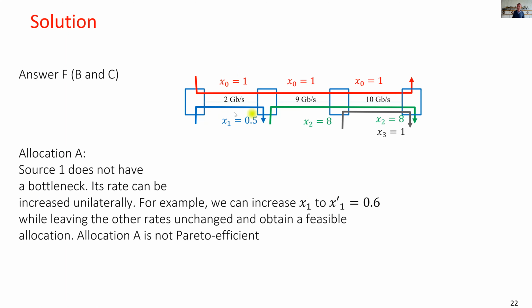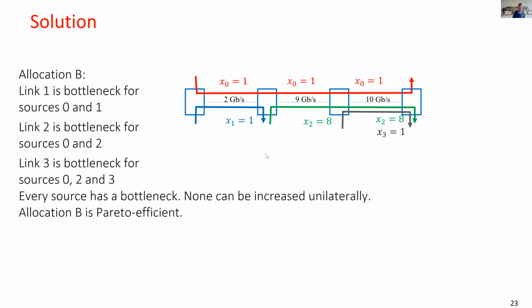In fact, I could increase the rate of the blue to 1 or to any value between 0.5 and 1. That would not change anything to the others. So this is not Pareto efficient because I can increase the rate of X1 without touching the others here.